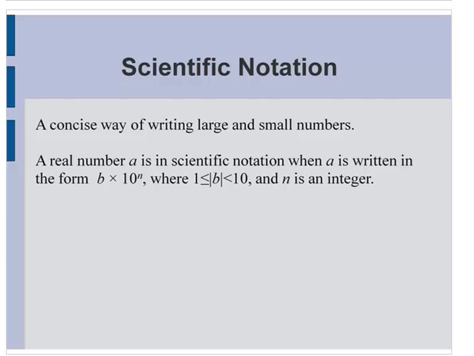All right, scientific notation. Scientific notation is a concise way of writing large and small numbers. A real number A is in scientific notation when it is written in the form b times 10 to the nth power, where the absolute value of b is between 1 and 10, 1 inclusive, and n is an integer. We have these absolute values on here because whether it's positive or negative, the value of the number must be between 1 and 10.